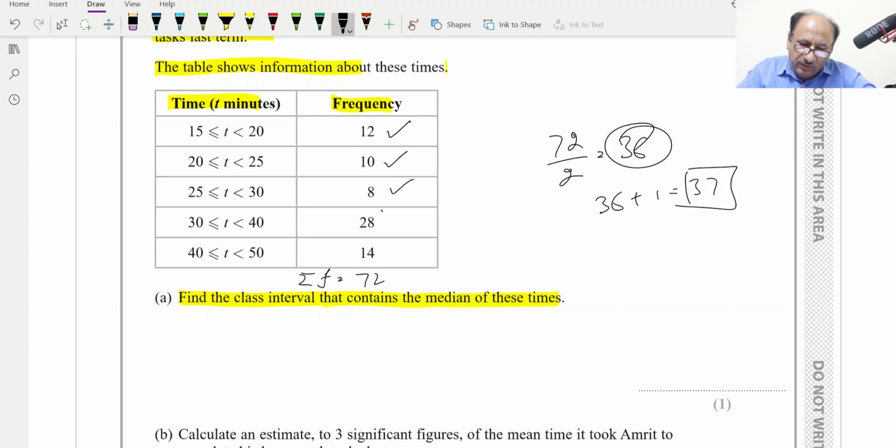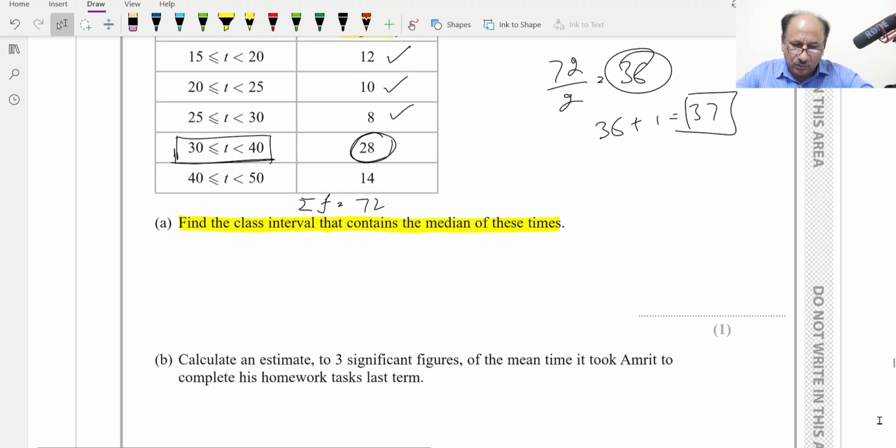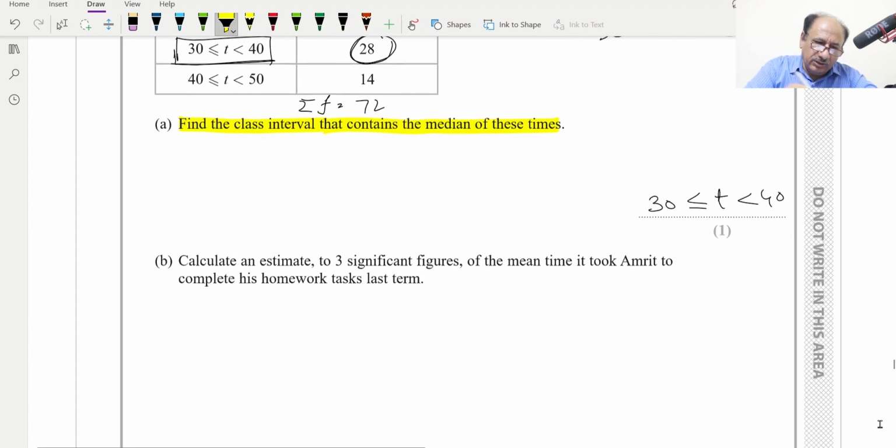So 37 will be in this class, and this will be our class containing the median. So our answer will be 30 less than or equal to t and less than 40 degrees. This will be a 1 mark question. Then calculate an estimate to 3 significant figures of the mean time it took Amrit to complete his homework last term. So we have to calculate the mean value.